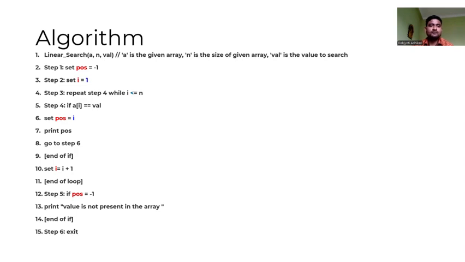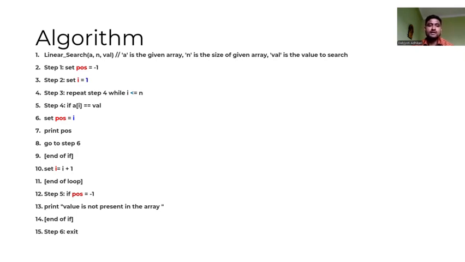Then step one, set pos equal to -1. What is pos? Pos is a variable. We are initializing this variable with -1. Step two, set I equal to 1. What is I? I is also a variable. We are initializing it with the value of 1. Step 3, repeat step 4 while I is less than or equal to N. So here you are just traversing the whole array.